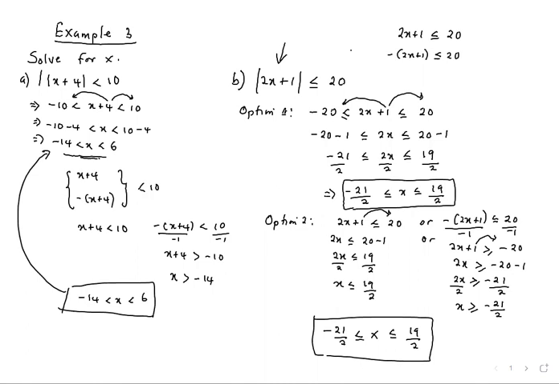Again, sir, what if the same modulus as this one, 2x plus 1, were less than or equal to 20? We would find the solution set. The way it is, it's less than. So if it is greater or equal to, we can still find the solution.